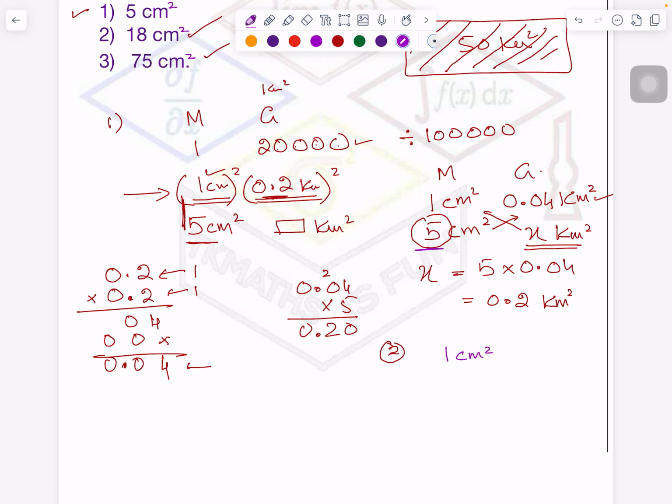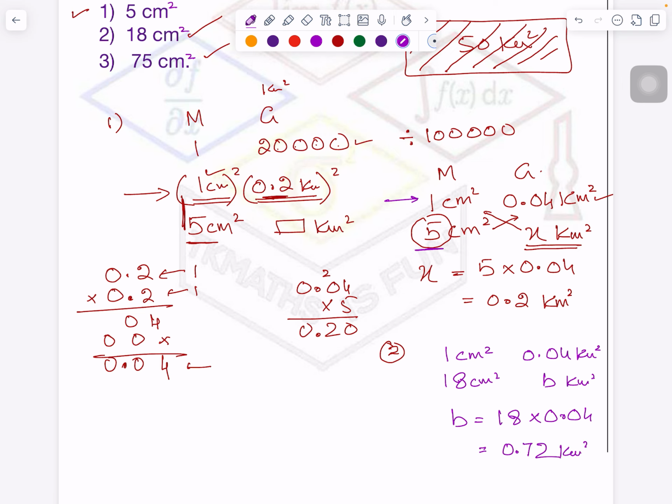We will write down the scale first of all. I'm writing this line again, and now here I will write 18, and this one I don't know, let me write B. So I will cross multiply, so 18 times 0.04. You know how to multiply. I'm writing the answer directly, okay? Give me a second. So it is 0.72 square kilometer.